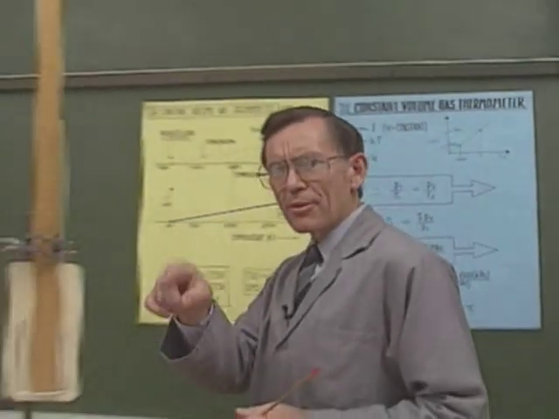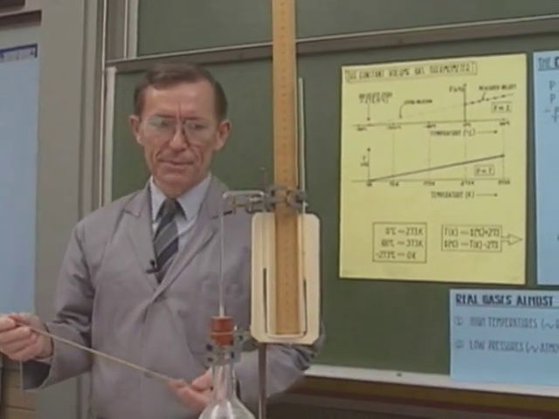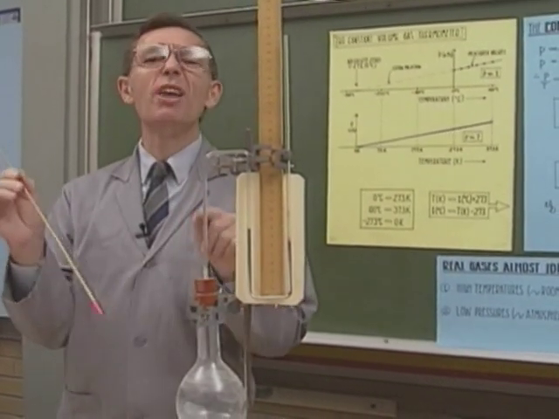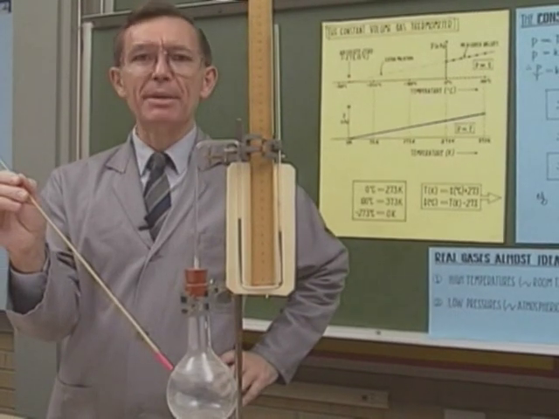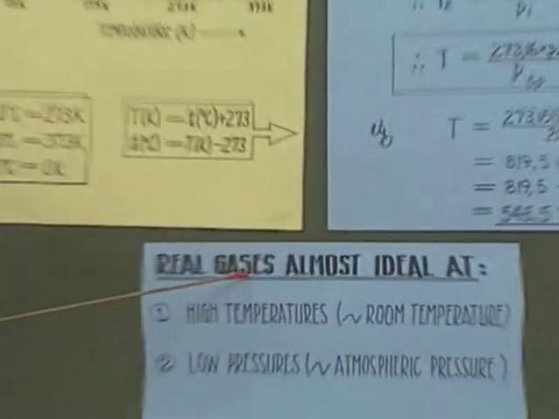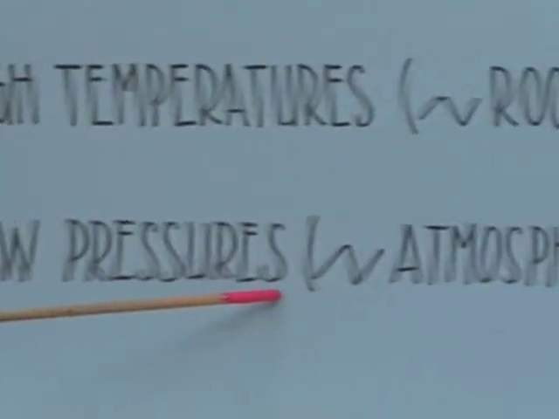You know, this apparatus of ours can actually be used as a thermometer to measure temperatures. The conditions, however, to use this as a thermometer, the so-called constant volume gas thermometer: the gas used in the bulb must be ideal. But you know, real gases almost act ideal at high temperatures, around about room temperature, and at low pressures, around about atmospheric pressure.